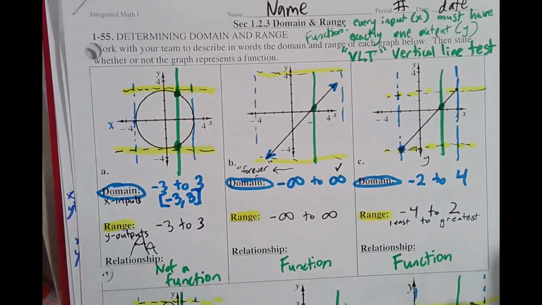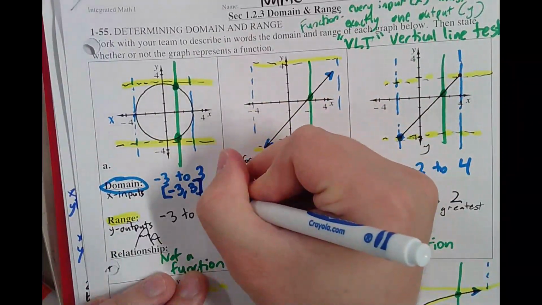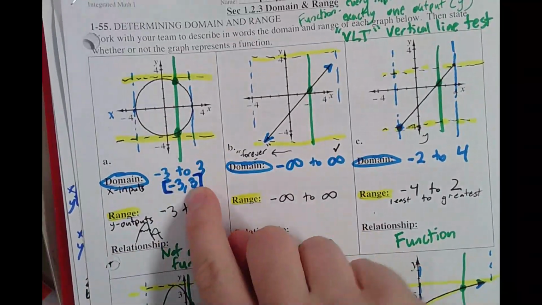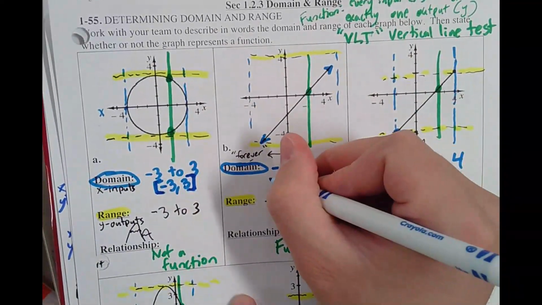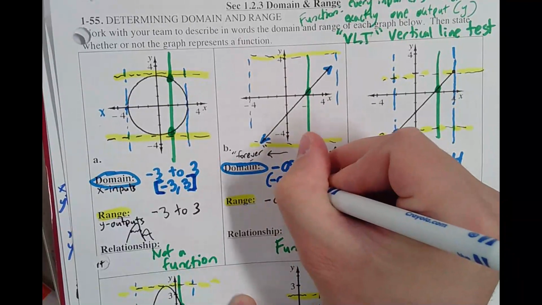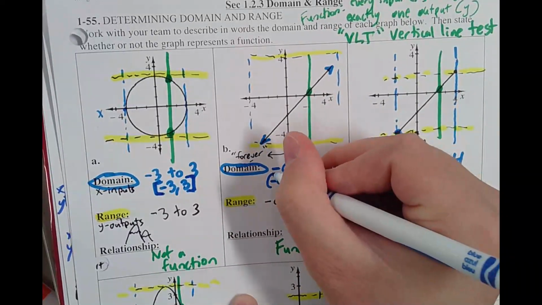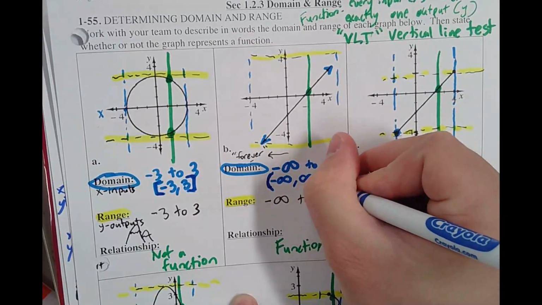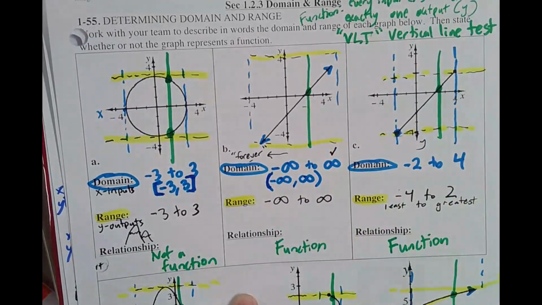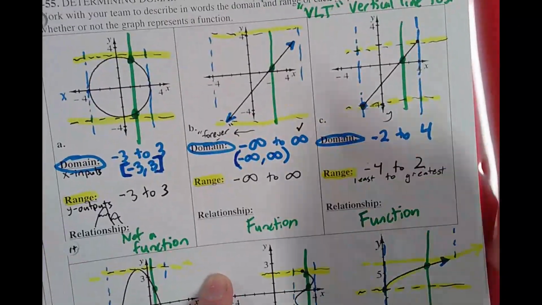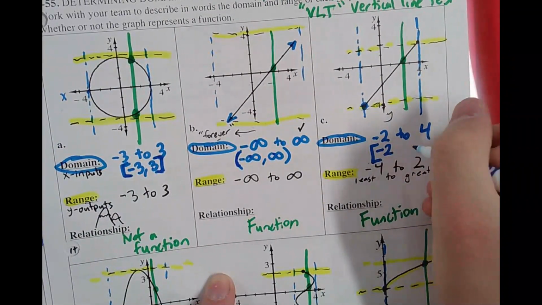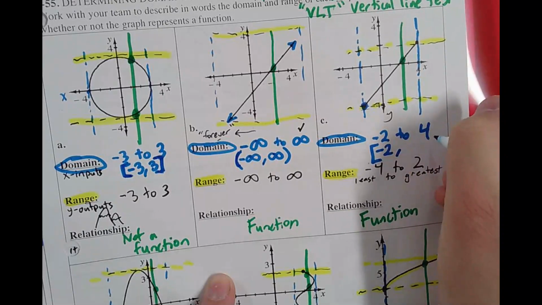So brackets means, does it stop at that number? So you just put -3, comma, 3. It stops at that number, so you put a closed bracket. Infinity is a little bit different. Infinity is an open bracket, or it's got a parentheses, because infinity never stops. So you'd write this as negative infinity, comma, infinity. What about this one? It stops at -2, and it goes all the way to 4.